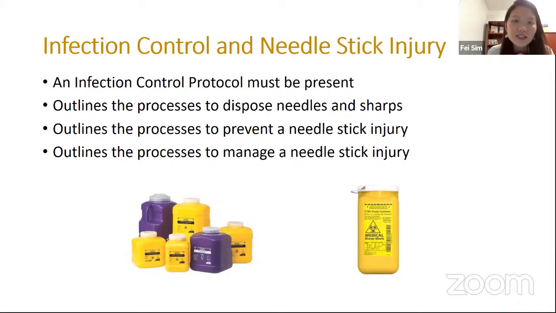So every pharmacy in Australia that gives vaccinations must have this infection control. And I've put a couple of photos here. These are the yellow sharps containers. I'm not sure if that is what you use in Indonesia, but any sharps that have been used cannot go in a normal bin, because someone else might be injured. So they must all go into a sharps container like this.